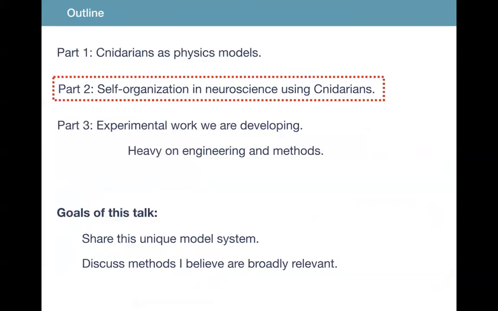So I was going to jump now toward talking a little bit about Cnidarian neurons. Is there anything else, any other questions before we move along? Okay, great.